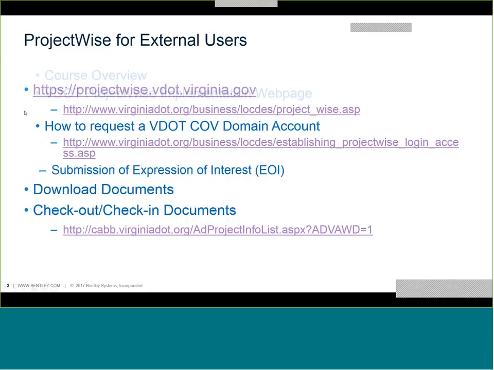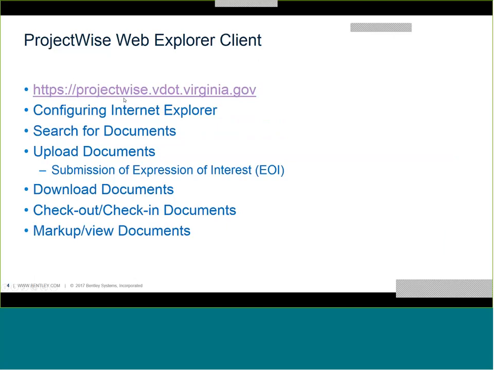Then we will get into the ProjectWise Web Explorer. The address there is https://projectwise.vdot.virginia.gov. We'll take a look at a couple of user settings that you need to have in Internet Explorer. We'll look at searching for documents in the Web Explorer, uploading documents, specifically for the expression of interest as well as anywhere, downloading documents, checking in and checking out documents.